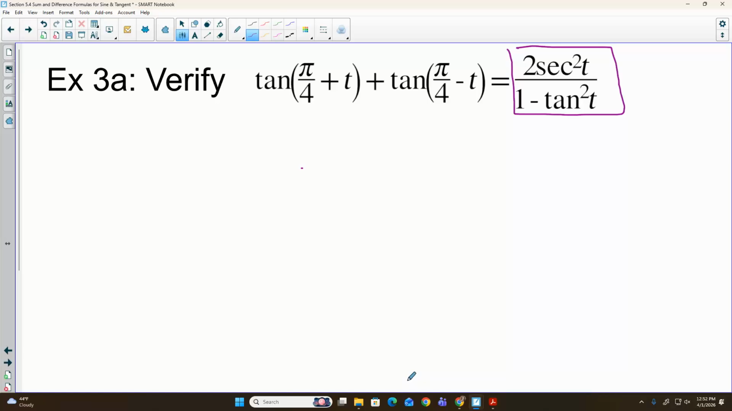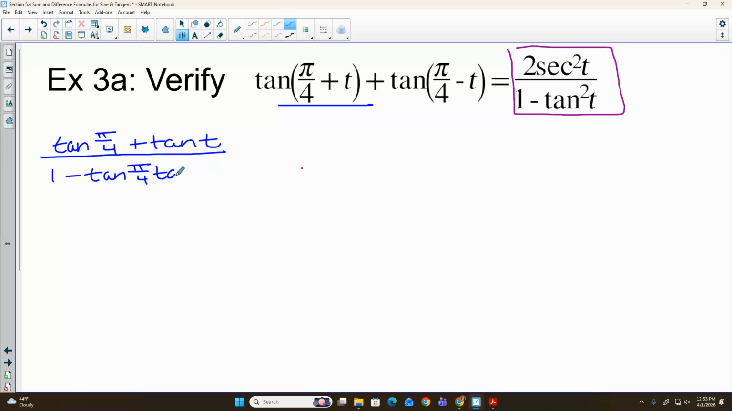All right. On the left, tangent of pi over 4 plus t. So we have to use the formula to expand this piece. So that's tangent of the first plus tangent of the second over 1 minus tangent of the first tangent of the second.